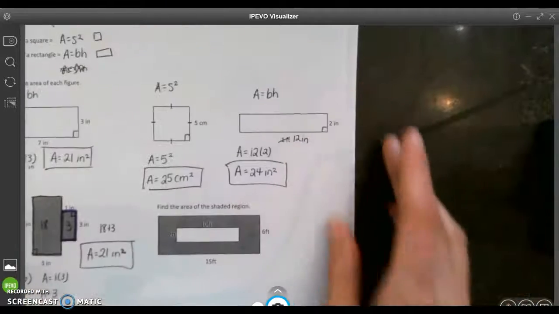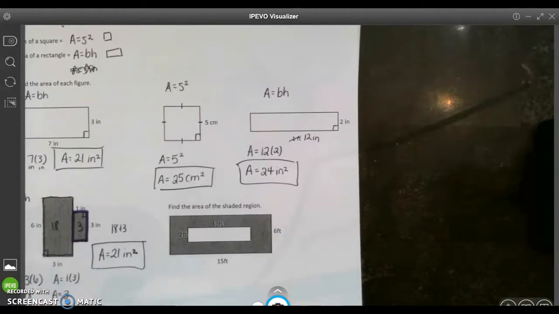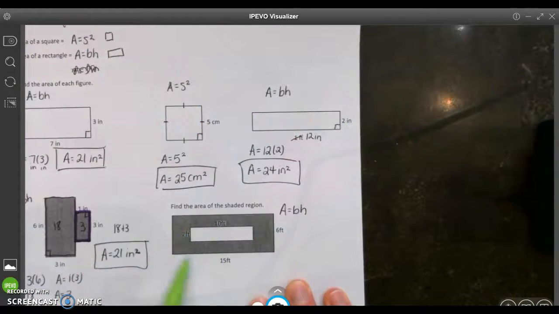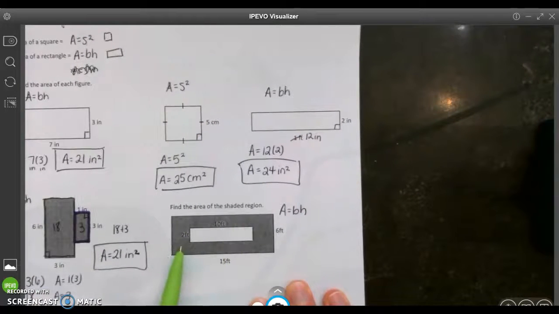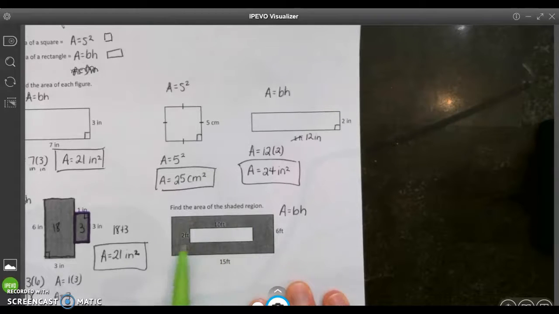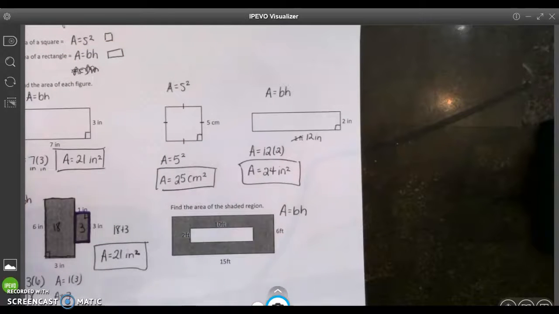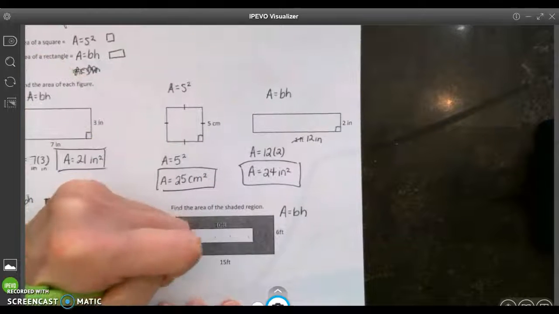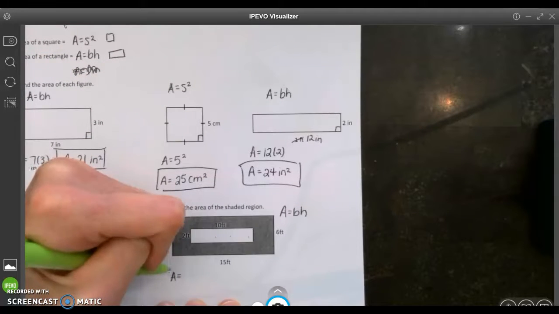And then the last one, we again have two rectangles, so we're going to use area equals base times height. We have this gray rectangle and then this white rectangle in the center. But I want the area of the shaded region. I don't want the white rectangle. It's like maybe if this is a pool and I need to find the area of like concrete or gravel or something I need to put around the pool, then I want to subtract, I want to take out this area in here.